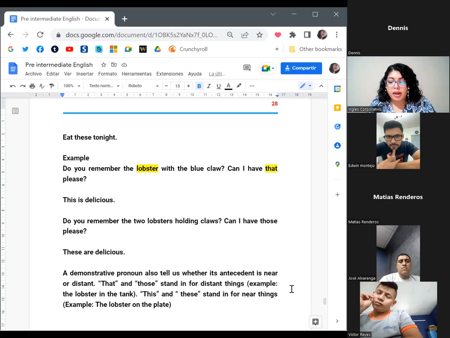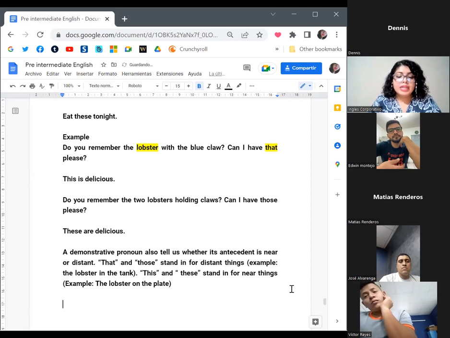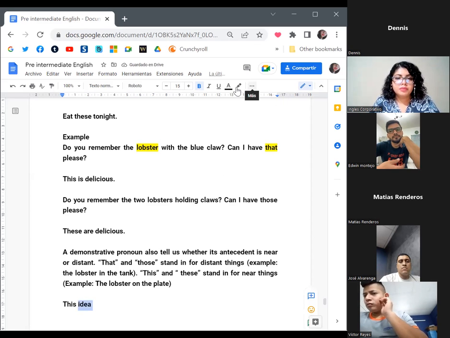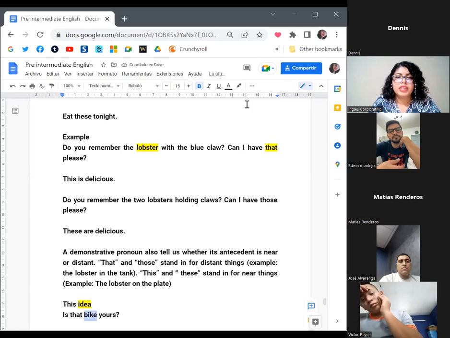So we have the pronouns in the following examples. This idea. We are going to see that we are not going to change anything in the noun. This idea. So in this case, I have this word and it is the same. It is not changing. This idea. Then we have, is that bike yours? Bike is the noun. I'm not changing anything in the noun.